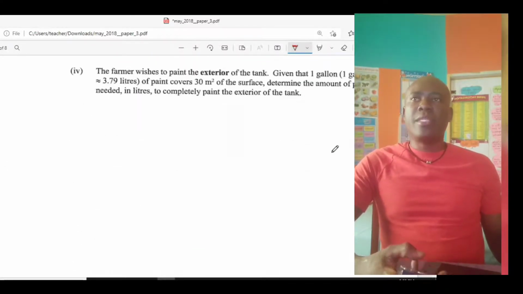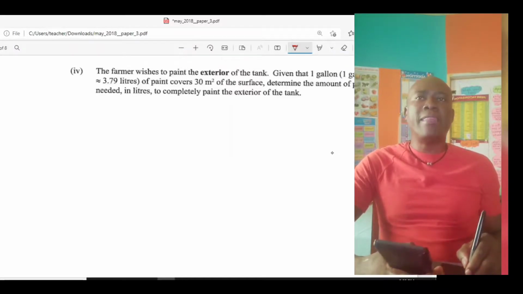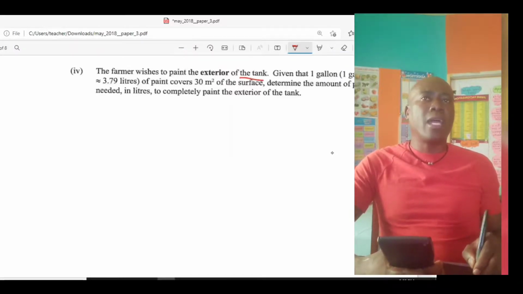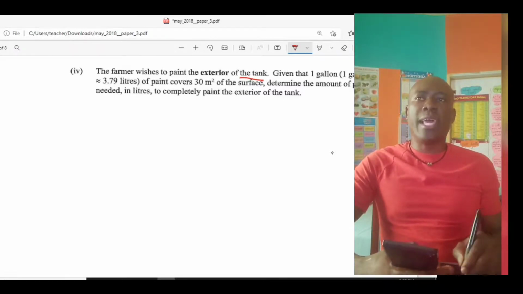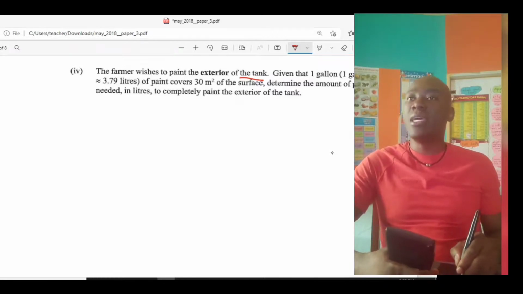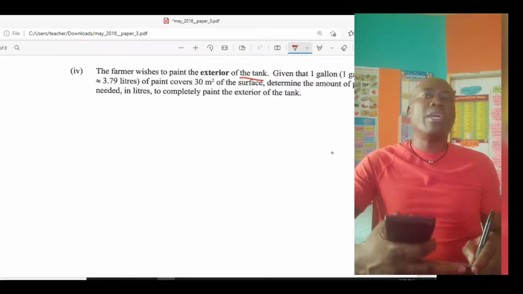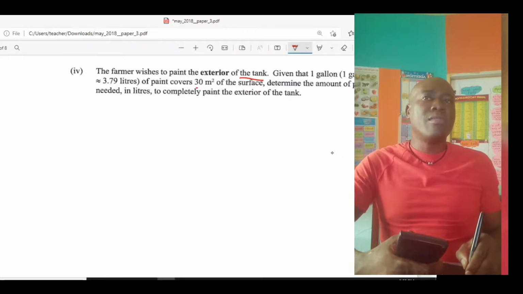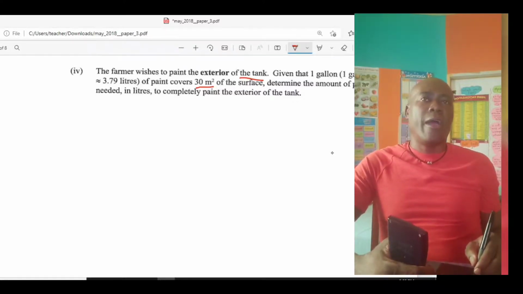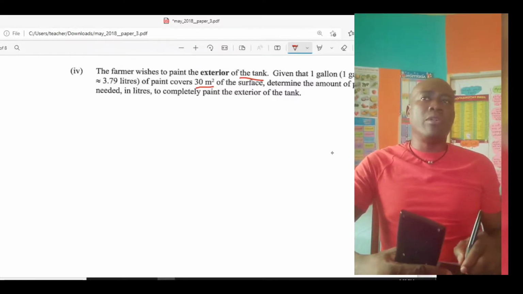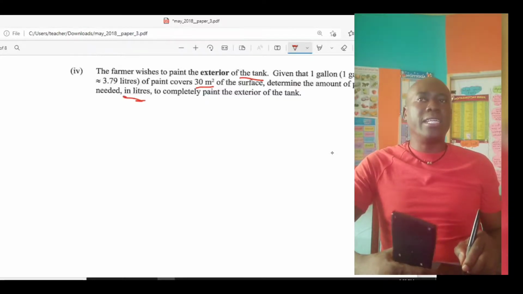All right, so it says the farmer wishes to paint the exterior of the tank. Given that 1 gallon is approximately 3.79 liters, and given that 1 gallon of paint covers 30 square meters of the surface. So we're talking about that external curved surface. It says determine the amount of paint in liters needed. All right, no problem.